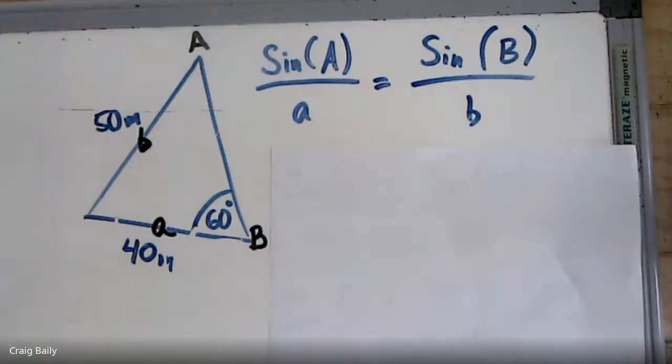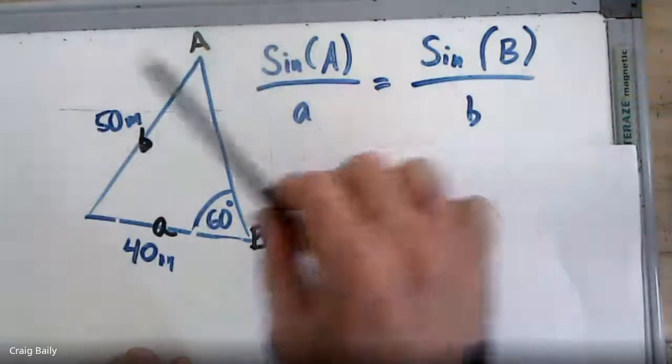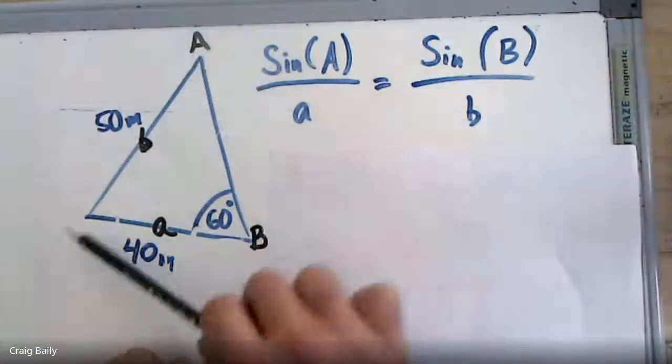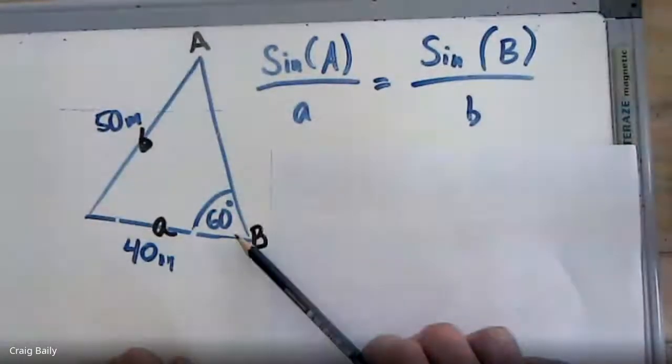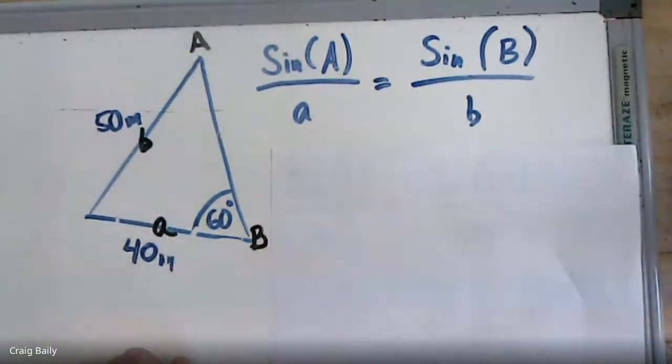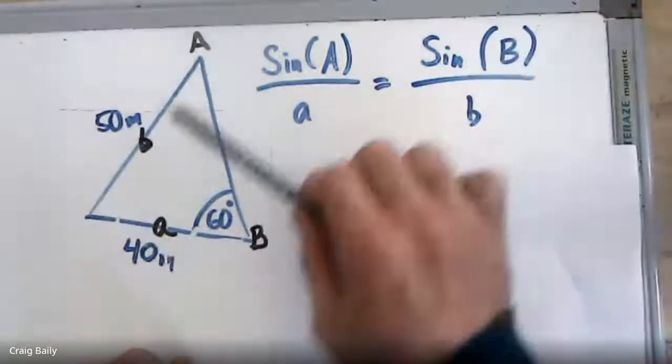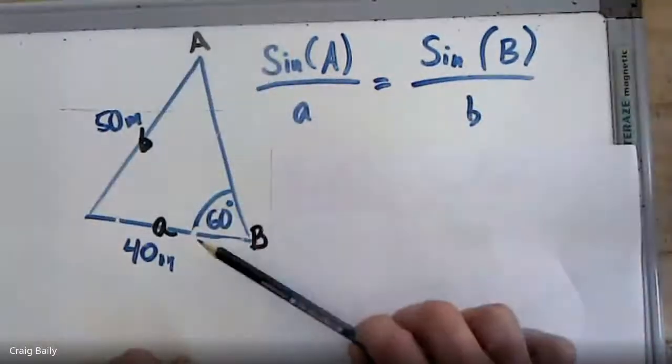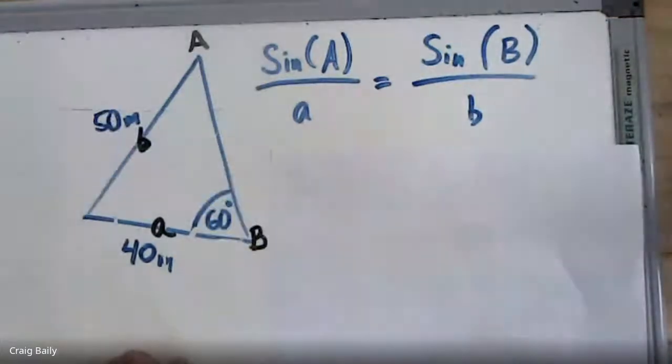Hey everybody, in this example, we're going to talk about how to find the measure of an unknown angle using sine rule. First thing we want to recognize is I've got two side lengths and the measure of an angle that's not in between the two sides. So when you've got a side length and the measure of the angle opposite that, that's going to be your indication you're going to use the sine rule.